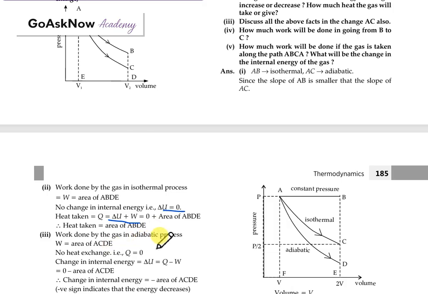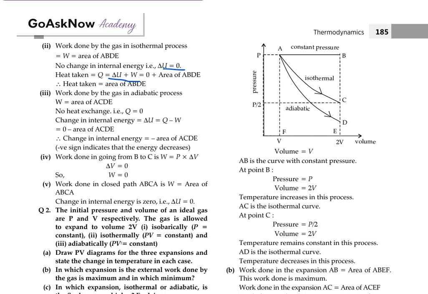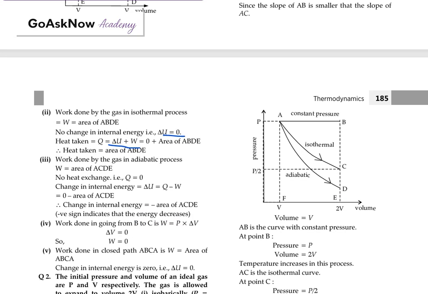Third is the work done by the gas in the adiabatic process. Work done is the area ACDE. Now heat is again 0. So here the change in energy delta U is equal to Q minus W, which is equal to 0 minus the area of ACDE. So the change in internal energy will be minus the area ACDE, and this minus sign represents that the energy is decreasing.